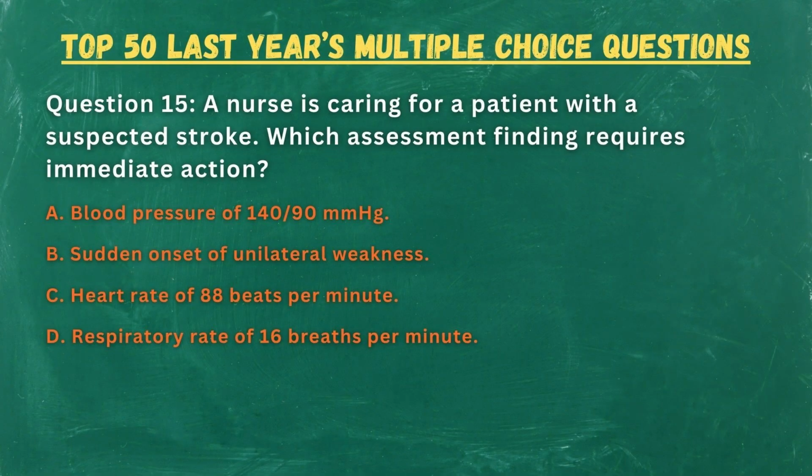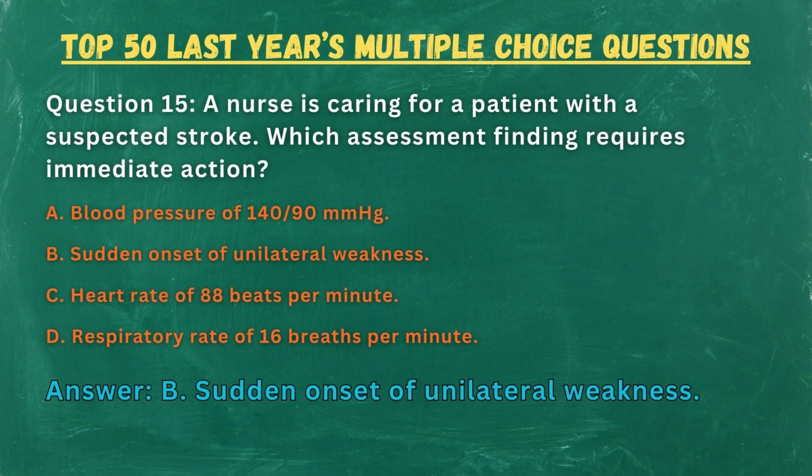Question 15. A nurse is caring for a patient with a suspected stroke. Which assessment finding requires immediate action? A. Blood pressure of 140/90 mmHg. B. Sudden onset of unilateral weakness. C. Heart rate of 88 beats per minute. D. Respiratory rate of 16 breaths per minute. Answer: B. Sudden onset of unilateral weakness.